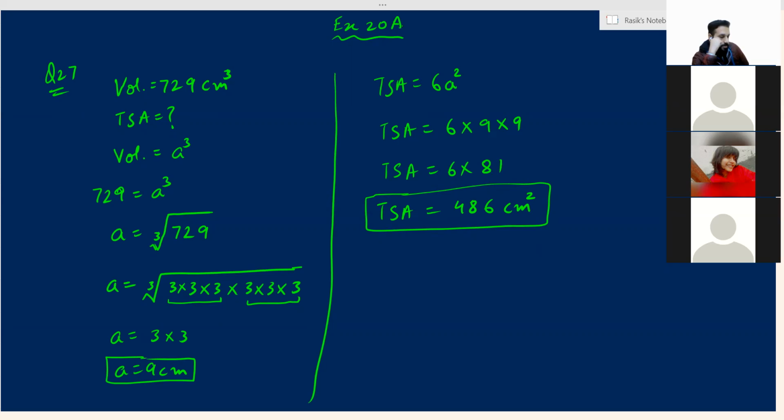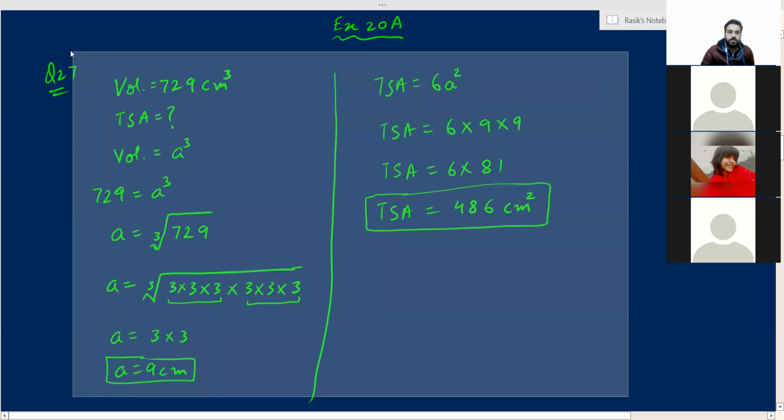Question 28. The dimensions of a metal block are 2.25 meter by 1.5 meter by 27 centimeters. It is melted and recast into cubes, each of side 45 centimeters. How many cubes are formed? Very good. Done. Question 27.